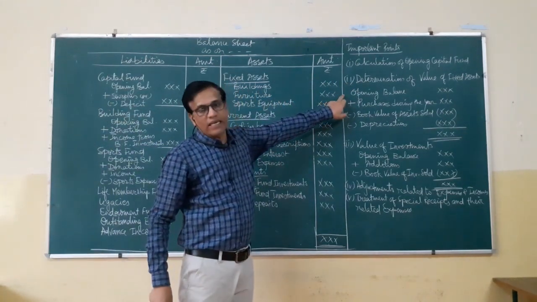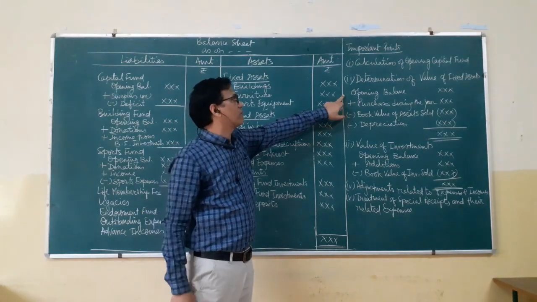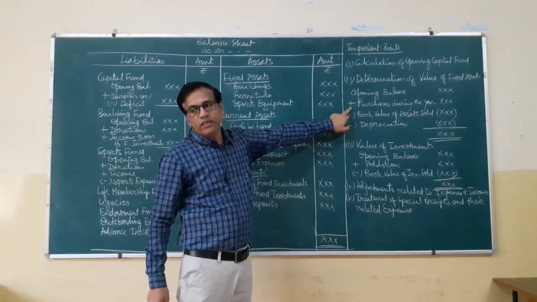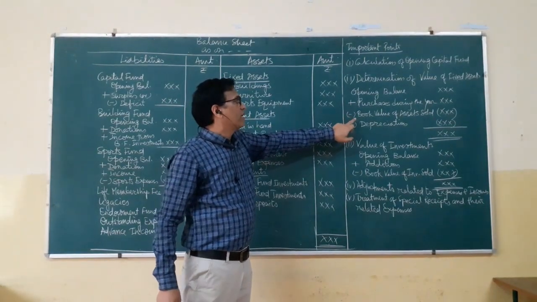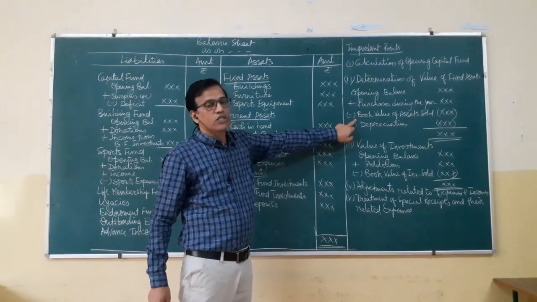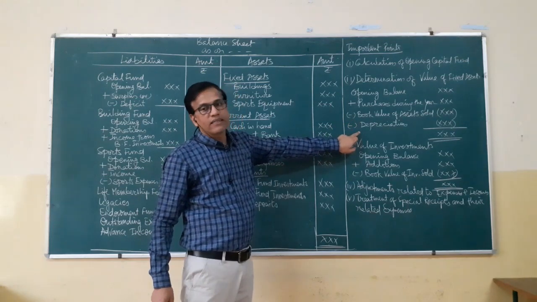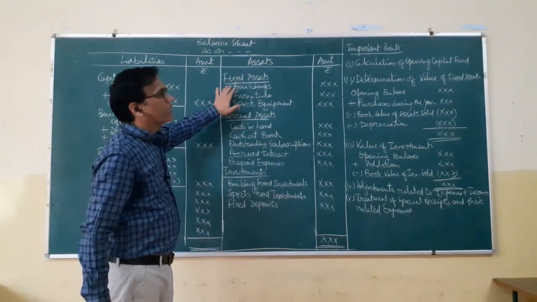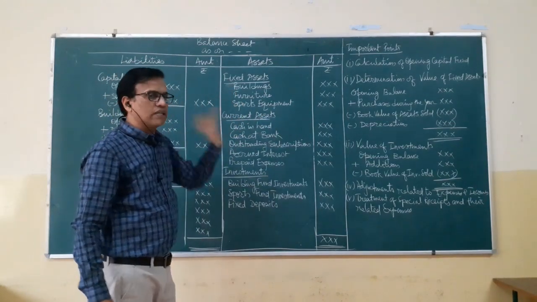We take the opening balance, that means the previous year's balance sheet balance of a particular fixed asset. We add to it any purchases made during the year, that means any additions made. We subtract if any part of this asset is sold; the book value of that asset we subtract, and depreciation is subtracted. Then the final amount is taken to the asset side. Likewise for furniture, sports equipment or any other fixed asset.